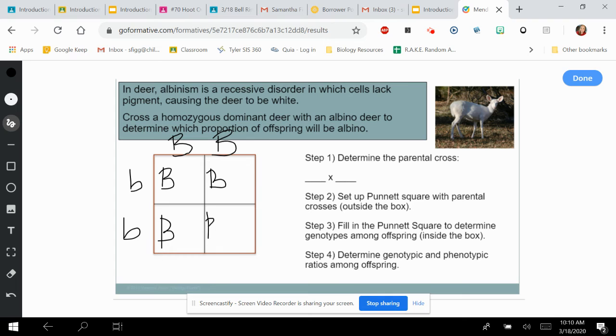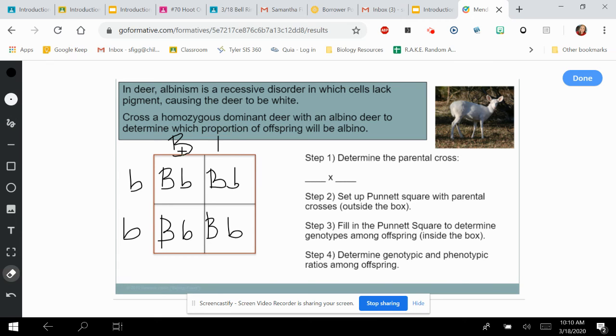So we fill those in. And then they're all going to get a little b. So in this particular cross, when we talk about determining genotypes and phenotypes, there's only one genotype in the offspring, and that's the heterozygote genotype, meaning big, little. They have different letters, hetero meaning different. And there's also only one phenotype, and that phenotype is brown. None of these deer will turn out to be albino because they don't have 2 copies of their small letter.